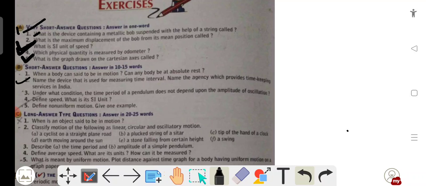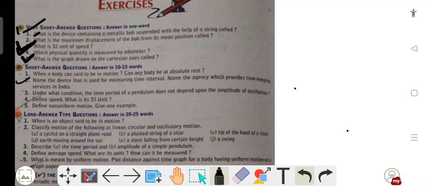Name the agency which provides timekeeping services in India. The timekeeping services in India are provided by the NPL. That means NPL Delhi, that is National Physical Laboratory, New Delhi.